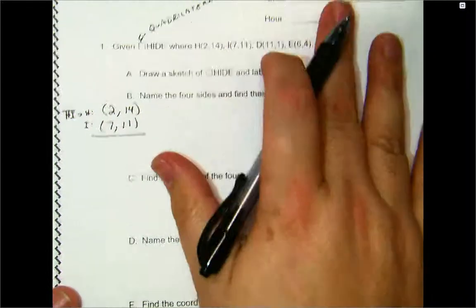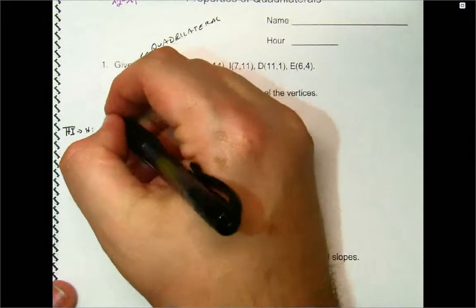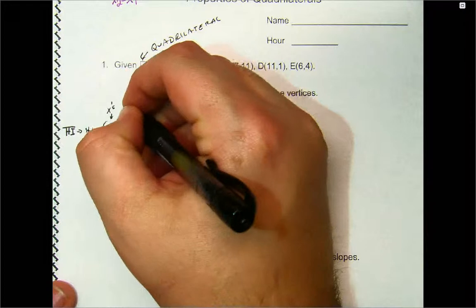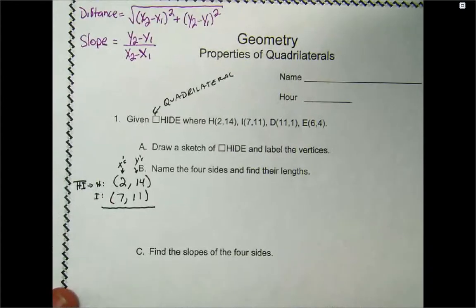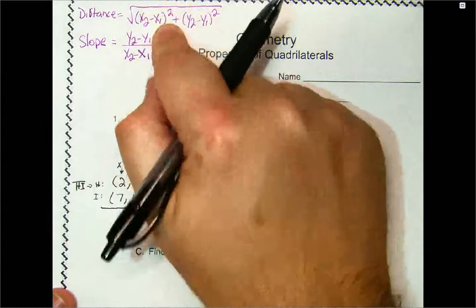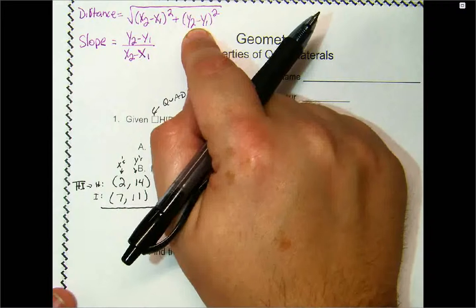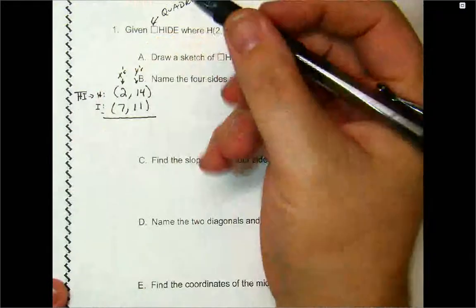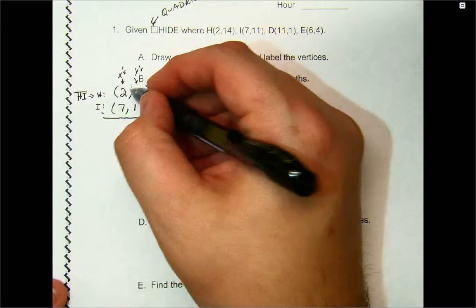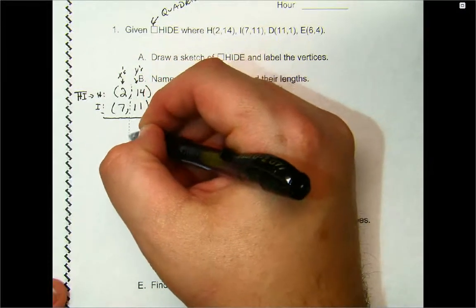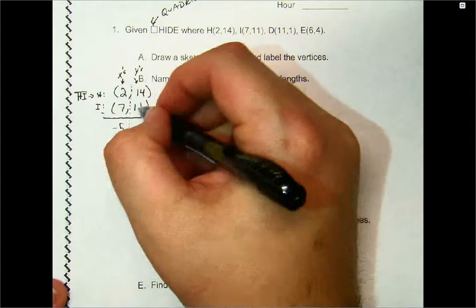Now, for the distance formula, am I adding or subtracting them? Because these are my x's. These are my y's. So am I adding or subtracting to get the distance formula? Am I adding the x's or subtracting the x's? Subtracting the x's. And what about the y's? Subtract them. So go ahead, subtract them. What's 2 minus 7? A negative 5. What's 14 minus 11? 3.